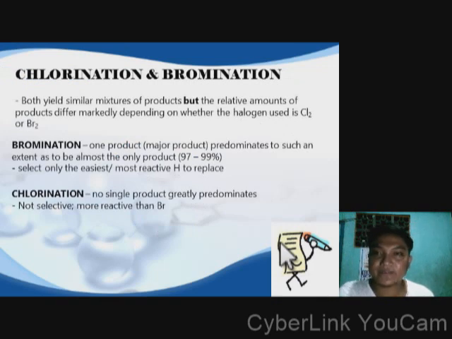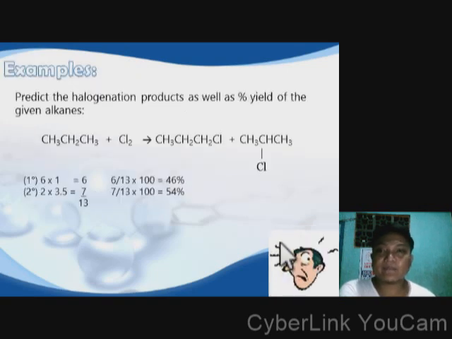Chlorination and bromination both yield similar mixtures of products, but the relative amounts of products differ markedly depending on whether the halogen used is chlorine or bromine. Of course, in bromination, one product predominates to such an extent as to be almost the only product, 97 to 99%. It selects only the easiest, most reactive hydrogen to replace. In chlorination, no single product greatly predominates; it is not selective, and it is more reactive than bromine. Okay, so examples are: predict the halogenation products as well as the percent yield of the given alkanes.